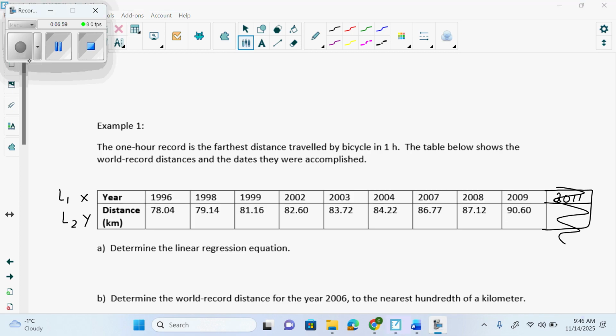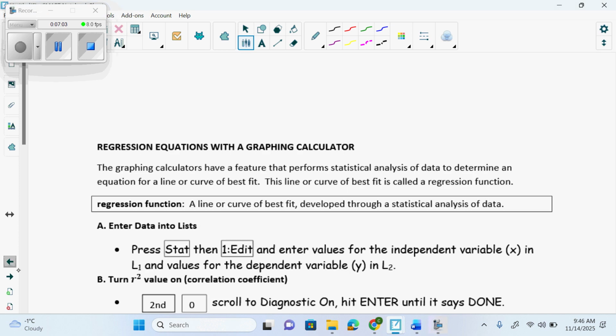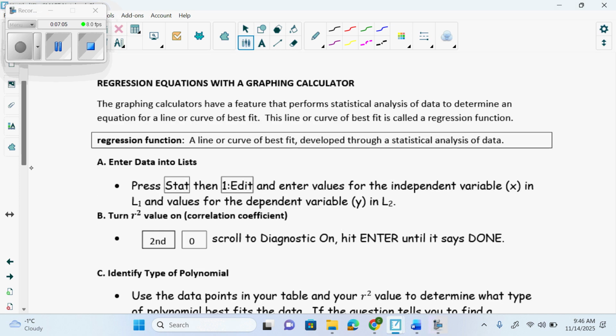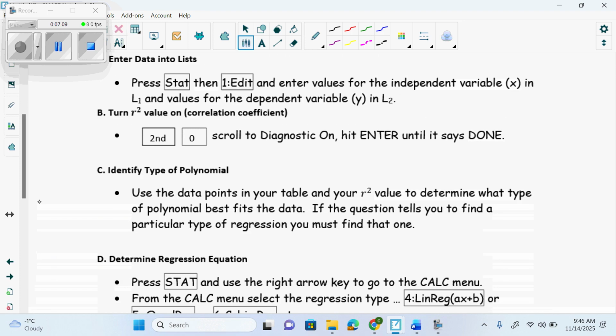Okay. So, let's look at the previous page. It says, enter data into lists. We'll talk about the R-squared value later. We go to C, we have to identify what polynomial. So the polynomial options we're going to have are linear, which is the line, quadratic, which we did last year, and cubic. Cubic looks like this. Just has an extra curve in it. Okay? Linear, quadratic, and cubic are our options.